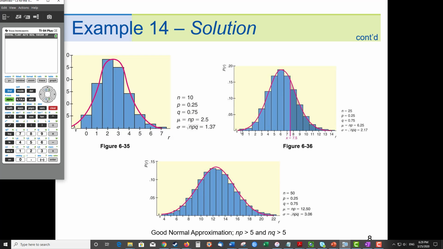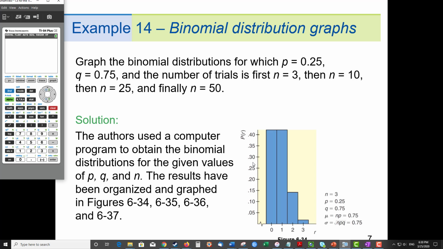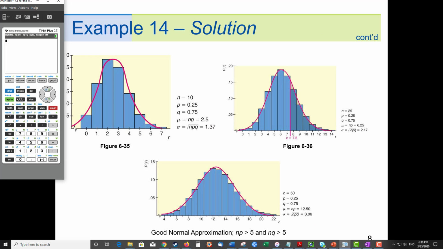If we have 25 successes, we see our probability graph here. If we have 50, we see our probability graph here. So n times p here is greater than 5. N times q is greater than 5. So we're good to go for these larger values. I should say for some of these larger values. For this one, we have 50 times 0.25.